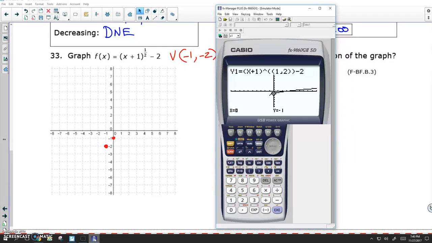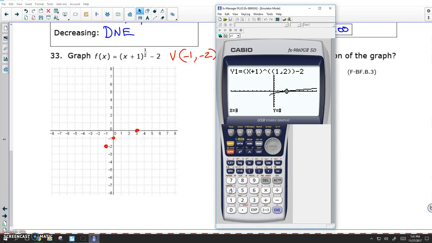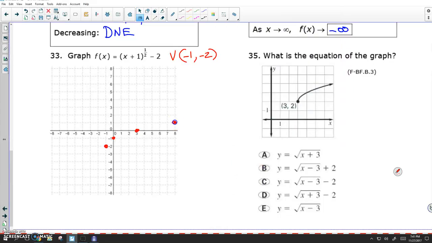Again, this is going to give me some decimals, but I'll just keep working my way through until I can find something that's not a decimal. So at 3 it's at 0. And we're going to have some more decimals here in a second. 4 is a decimal. 5 is probably a decimal. 6, another decimal. 7, 8. So 8, finally, we're at 1. So it's about right here. So our shape goes like this.